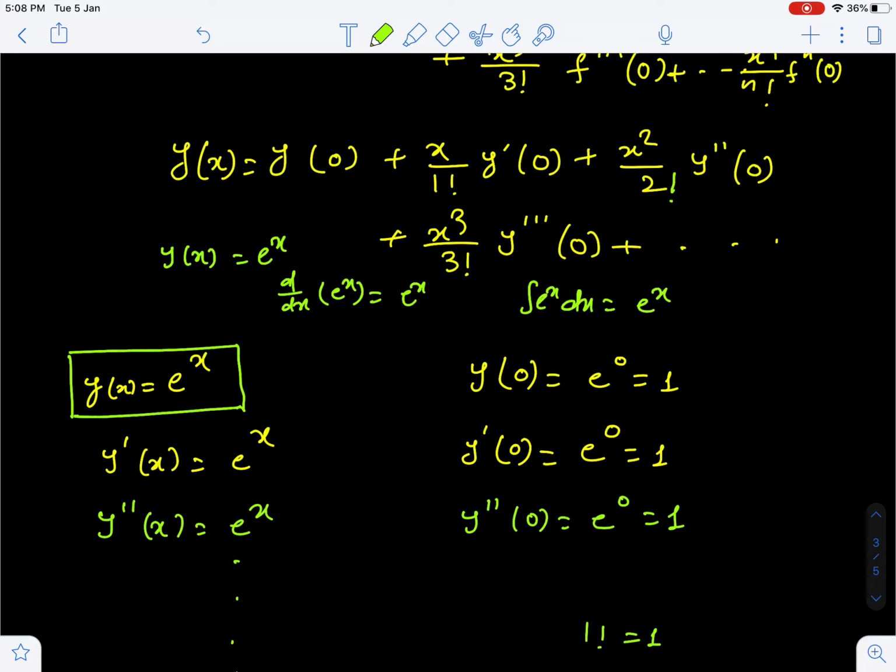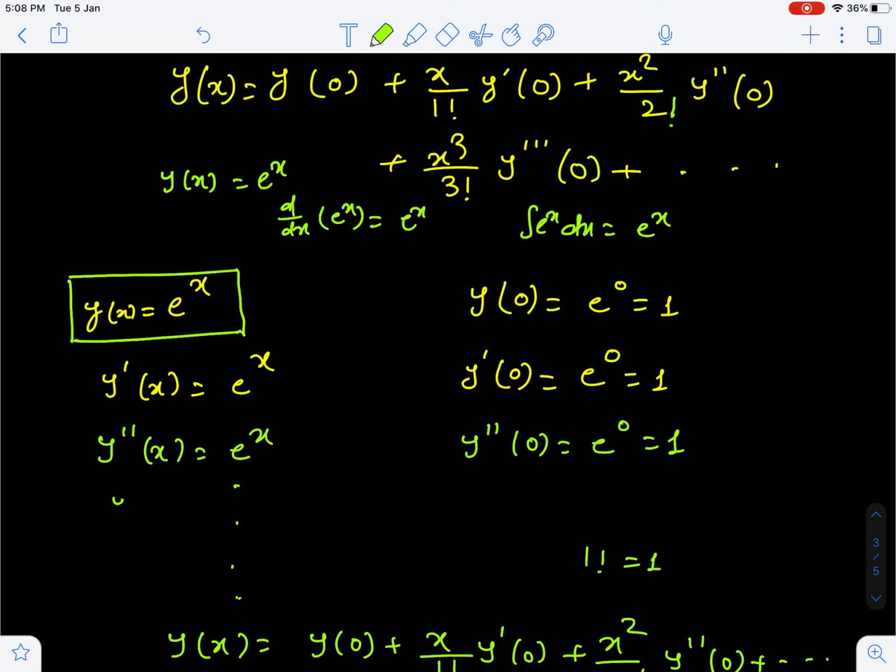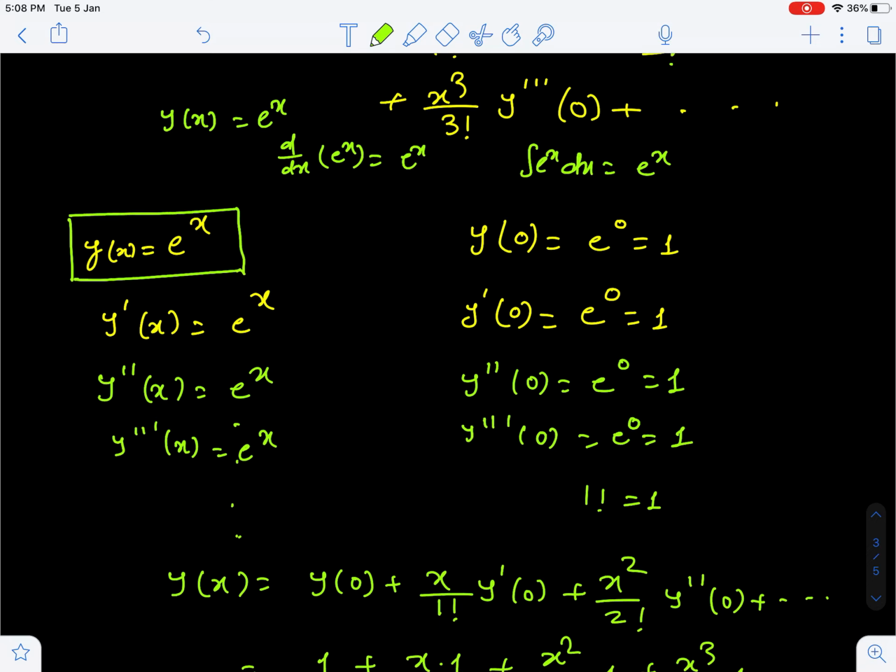Okay, so I can say that the first derivative is e to the power x, the second derivative is similarly e to the power x, the third derivative you can write e to the power x only, like that. When you put 0, y of 0, you will get the value e to the power 0, which is 1. y double dash 0 again 1, y triple dash, y fourth dash, again you get all the values as 1.